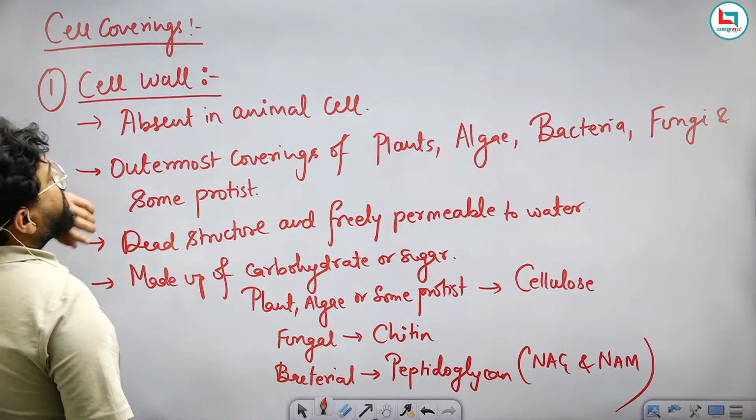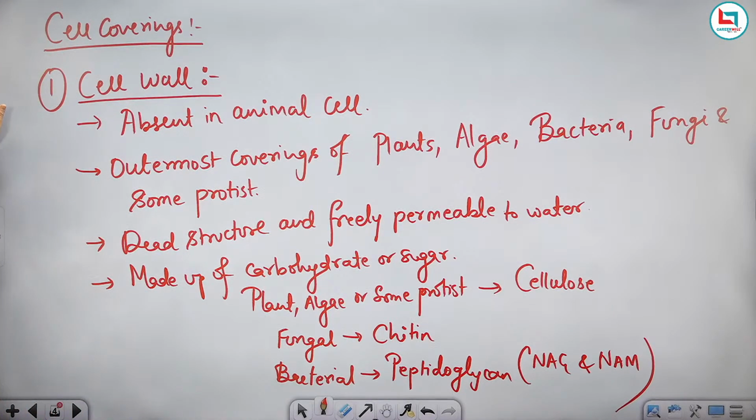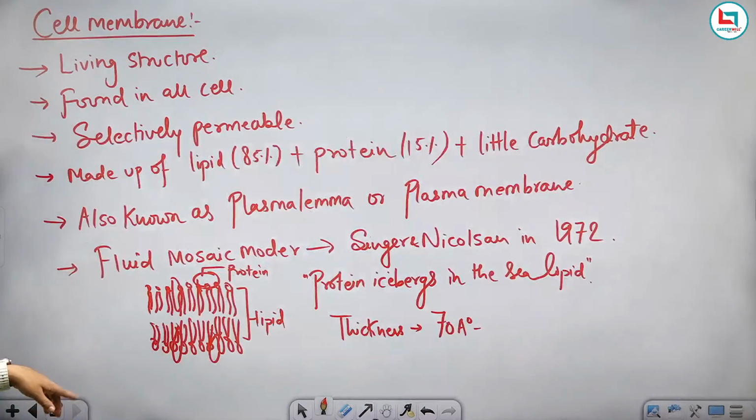Now if we talk about the cell covering, we have two different types of covering. One is cell wall, another is cell membrane. Cell wall is absent in an animal cell, and it's the outermost covering of plants, algae, bacteria, fungi, and some protists. These are dead structures and freely permeable to water. These are made up of carbohydrate or sugar. In plants and algae, these are made up mainly of cellulose. In fungi, these are made up of chitin. In bacteria, these are made up of peptidoglycan like NAG and NAM.